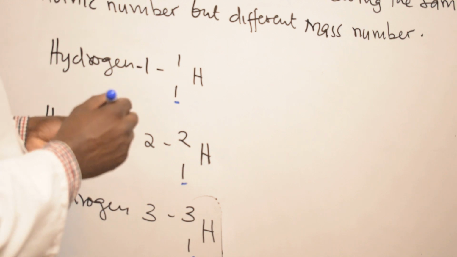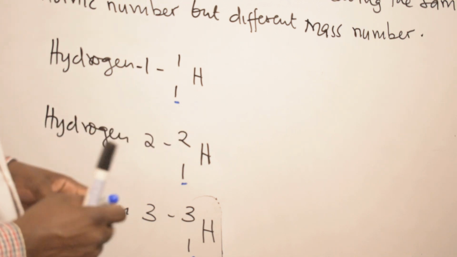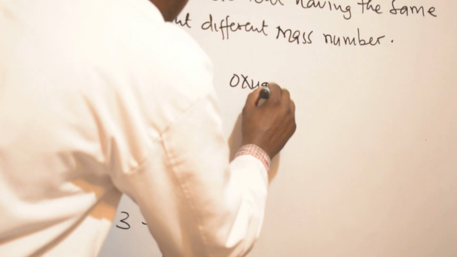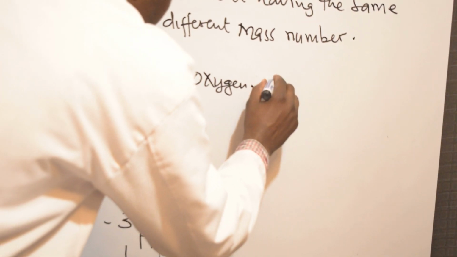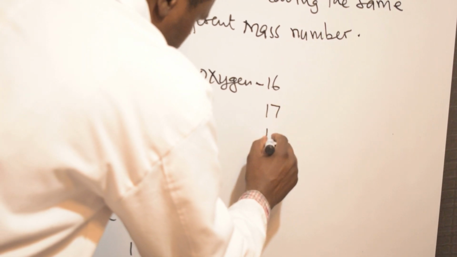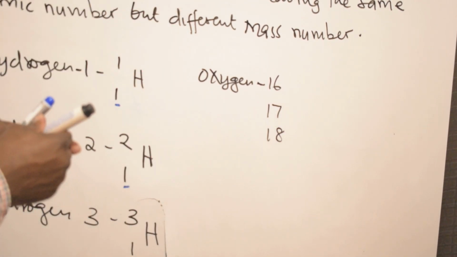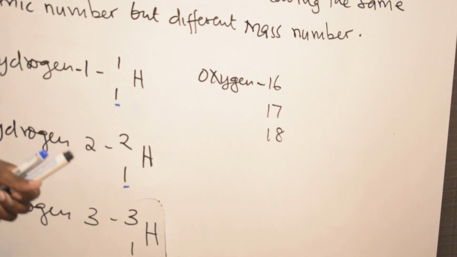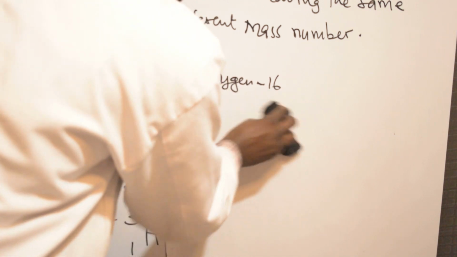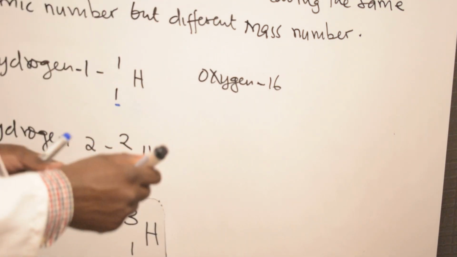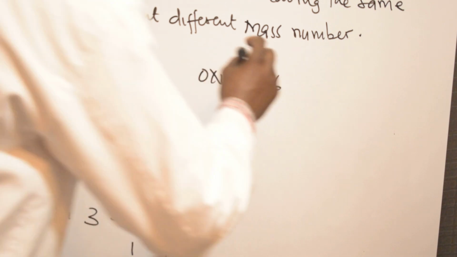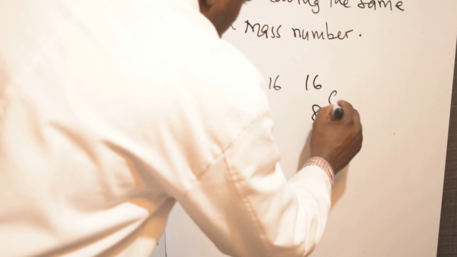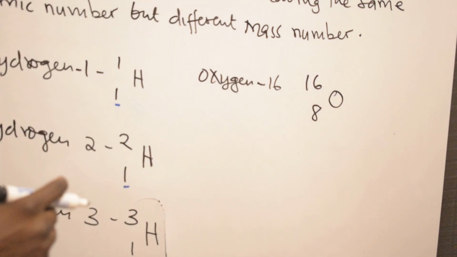Some other examples that we can also give here: we can give examples of oxygen. We can have oxygen 16, oxygen 17 and oxygen 18. These are isotopes of oxygen. The oxygen 16 will have a mass number of 16, and the atomic number is 8, and therefore that will be the representation.